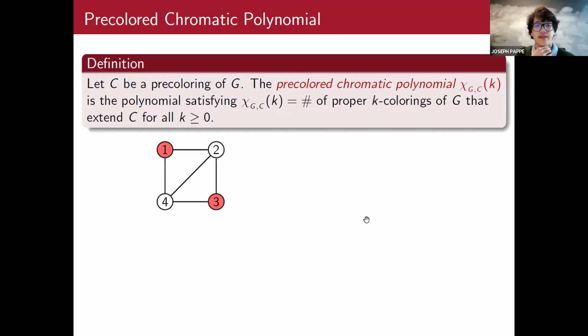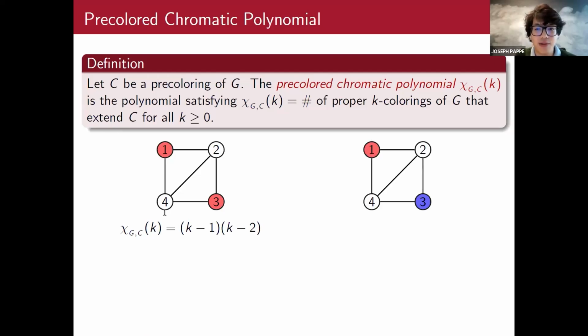So let's look at an example. Let's say that we have this graph here. We've pre-colored these two vertices, 1 and 3, both red. So what's the number of k colorings that we could have? Well, note that because I've already used up one color here, I only have k minus 1 options for how to color this vertex 2. And after coloring it, I only have k minus 2 options for this vertex 4. But note that if I pre-color this graph differently, for instance, maybe I color this one red and then this one blue, then this leads to a different pre-colored chromatic polynomial.